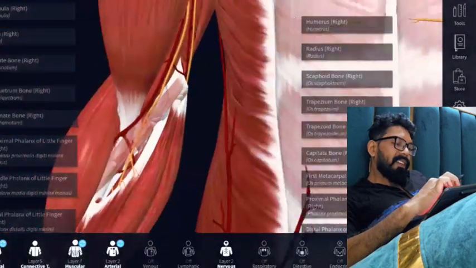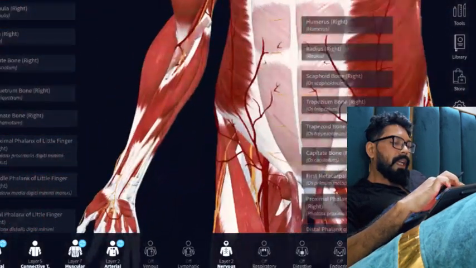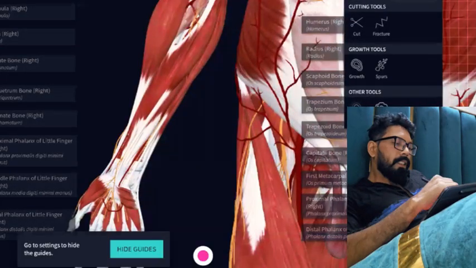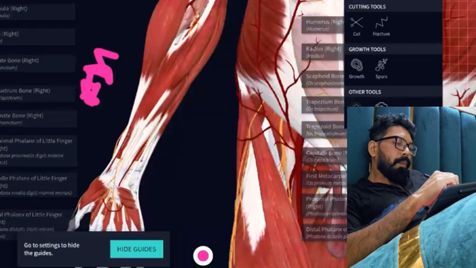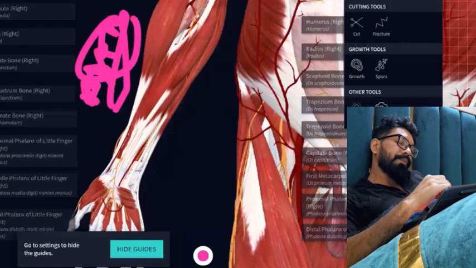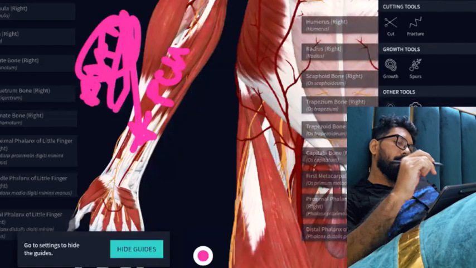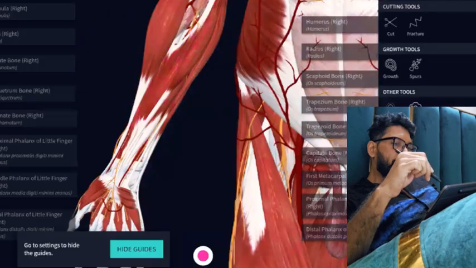Just invented it anyway. So the ulnar nerve will not supply any forearm muscles except two: flexor digitorum profundus medial half plus flexor carpi ulnaris.